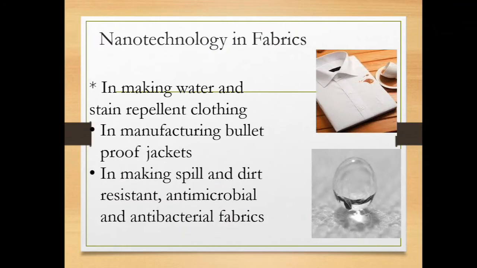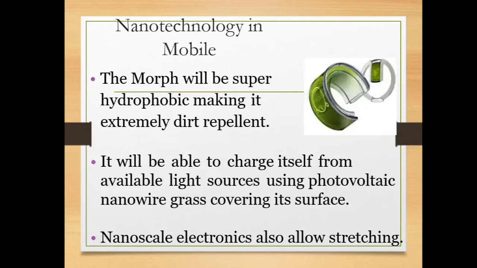Then we have nanotechnology in fabrics, where the properties of familiar materials are being changed by manufacturers who are adding nano-sized components to conventional materials to improve performance. So they are used in making water and stain-repellent clothing, in manufacturing bulletproof jackets, which are used by the men in uniform to protect themselves against bullets. Then, in making spill and dirt-resistant, antimicrobial and antibacterial fabrics.